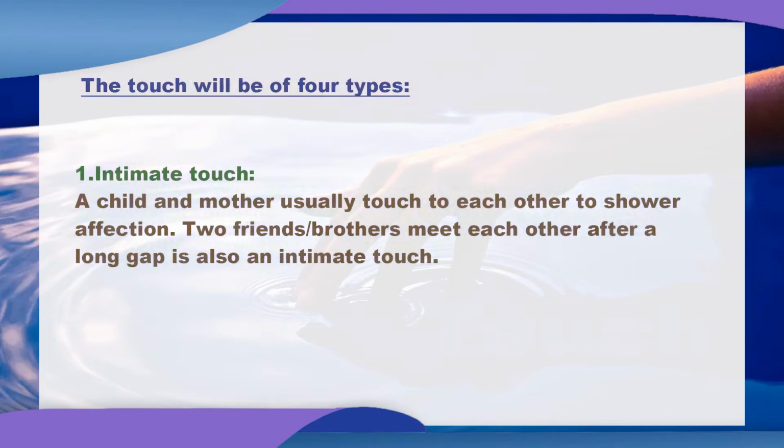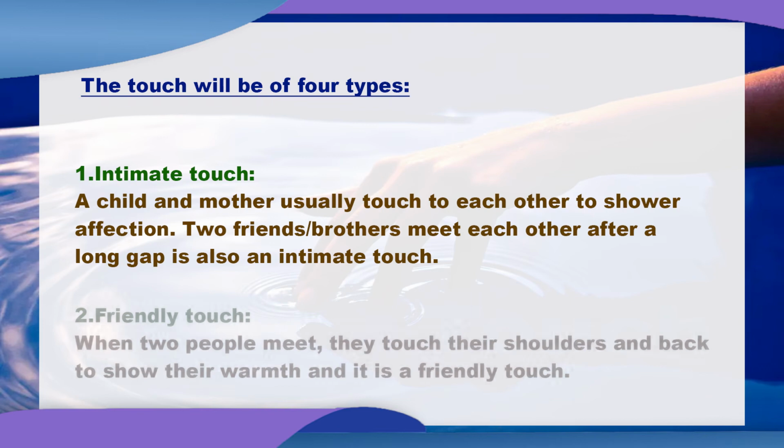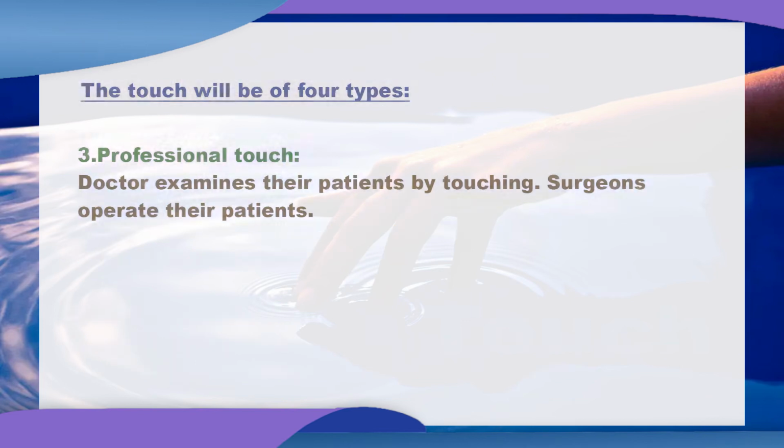The touch will be of four major types. Intimate touch. A child and the mother usually touch each other to show affection. Two friends or brothers meeting each other after a long gap is also an intimate touch. Friendly touch. When two people meet, they touch their shoulders and back to show their warmth, and this is a friendly touch.